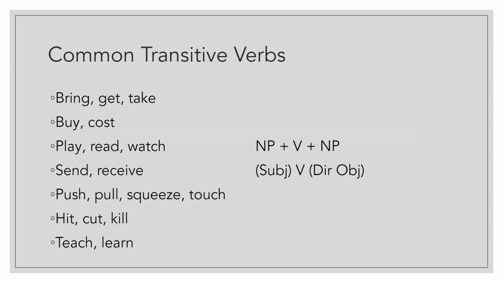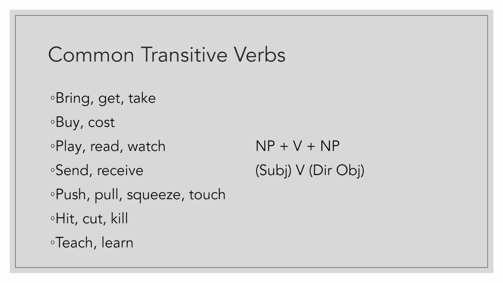So common transitive verbs, right? Bring, buy, play, send, push, hit, teach, learn, okay? Again, some verbs require the direct object. So the verb buy, again, it'd be very, very bizarre for someone to just say like, oh, I bought. I went to the mall this weekend and I bought. You can't use the word buy without a direct object. You bought what, right?